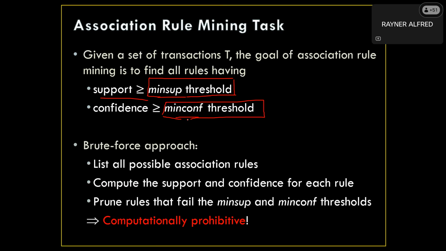Okay, so what we want to do is list all the possible combinations of the rules. Basically we start with one item, two items, and three items in order to look at which ones are the frequent item sets that we have. Then from there we can generate the rules. For this we will look at the support and confidence for each rule, and then we will prune the rules, or cut off some of the rules that fail to fulfill the minimum support and minimum confidence threshold.